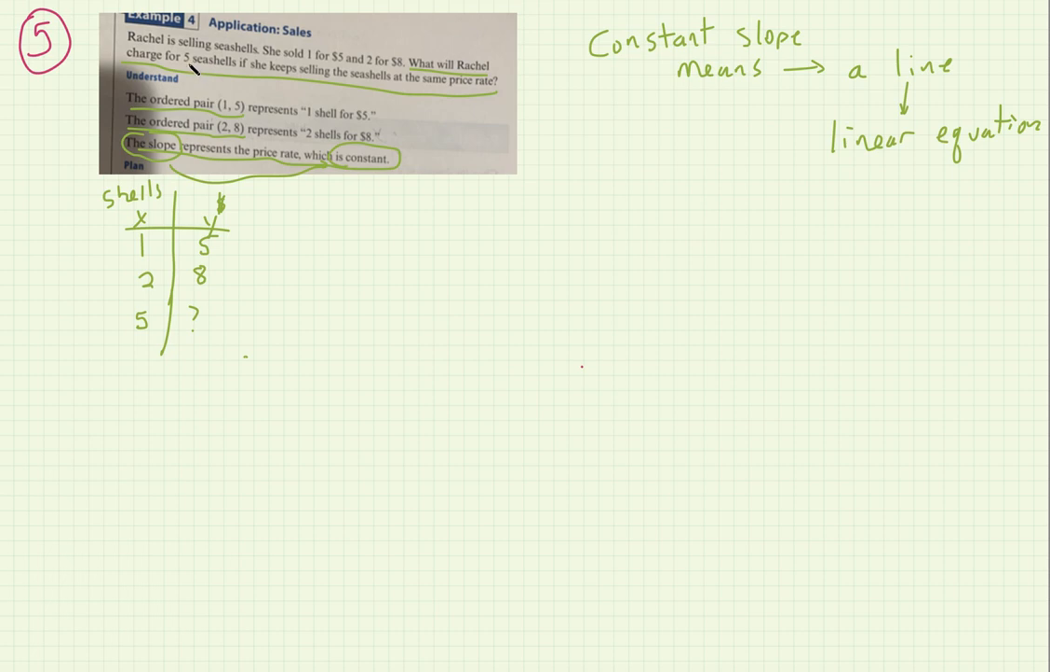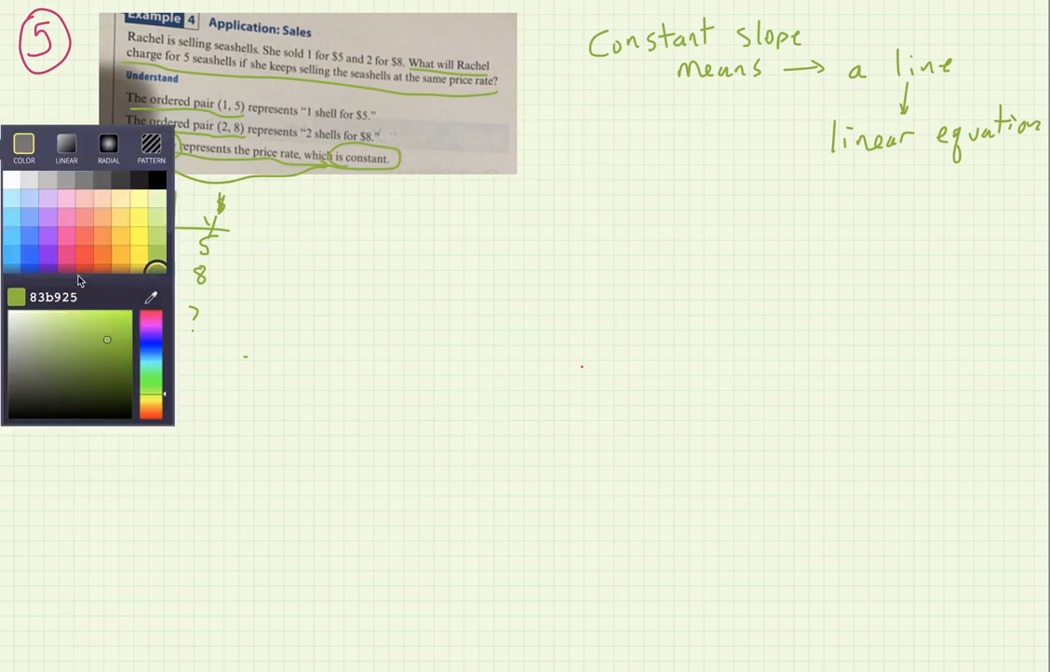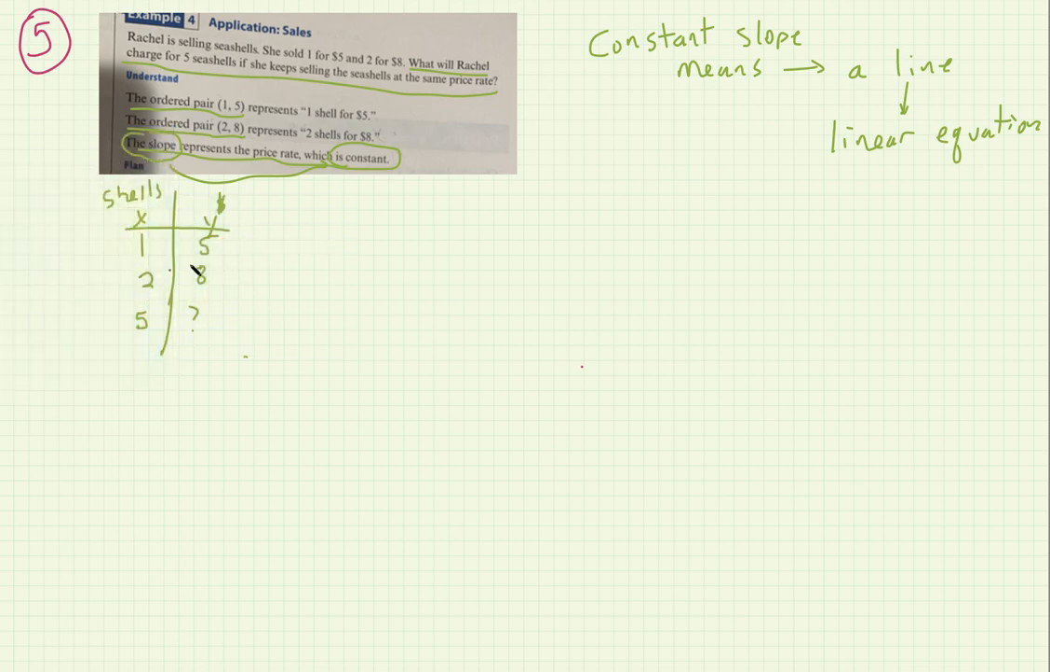We would know how much she should sell 7 seashells for, 10 seashells, 100 seashells. That's the power of a linear equation. But let's just do the basic math that we've been doing to figure out the equation of this line. This is our first point and our second point. So what have we been doing if we're given 2 points?